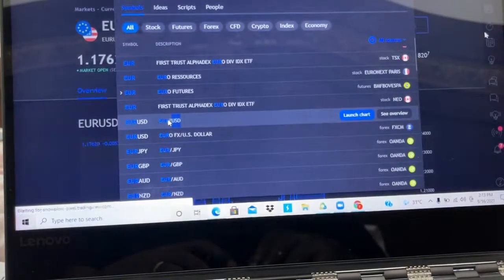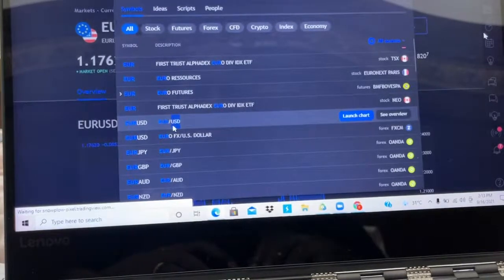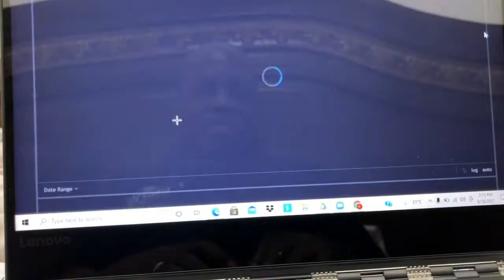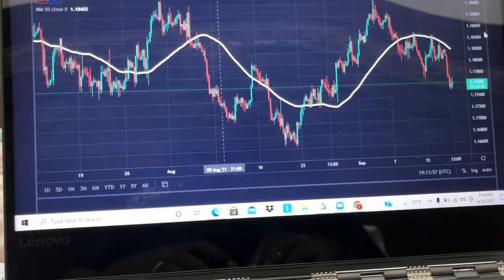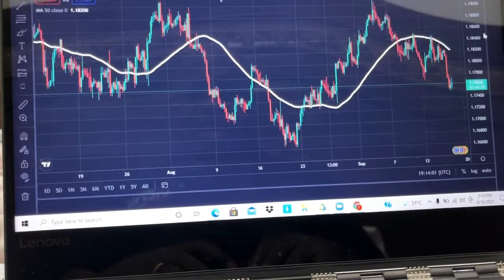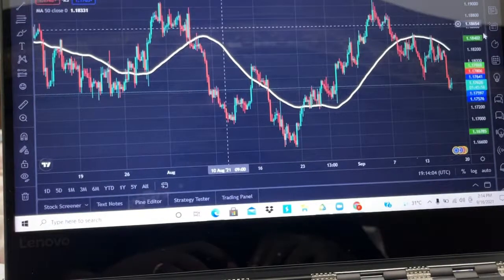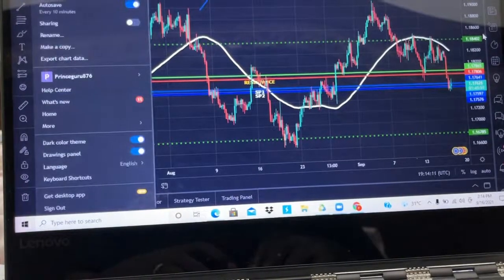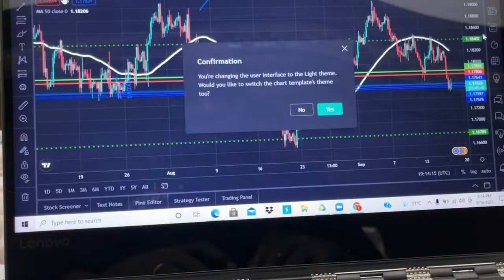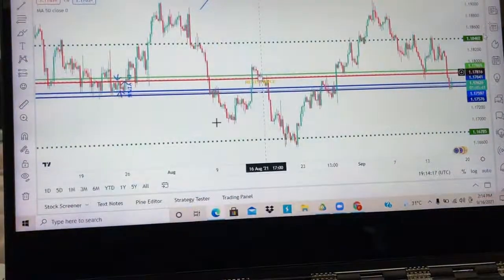The background that I have is white, and then I have a mess. I'm going to show you how to change it. When you just start on TradingView, it's a white background. But to change it, we go here at the menu, and where it says this is the background that you're seeing, right?